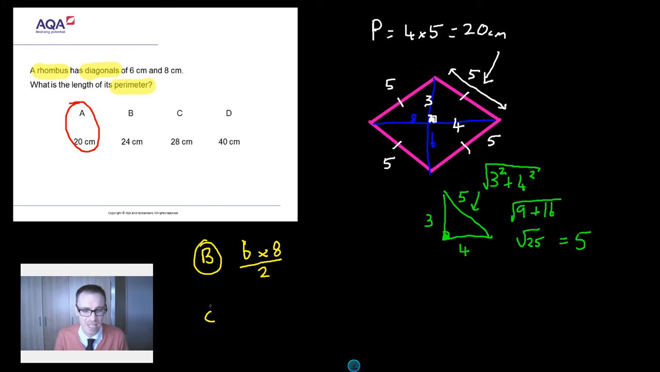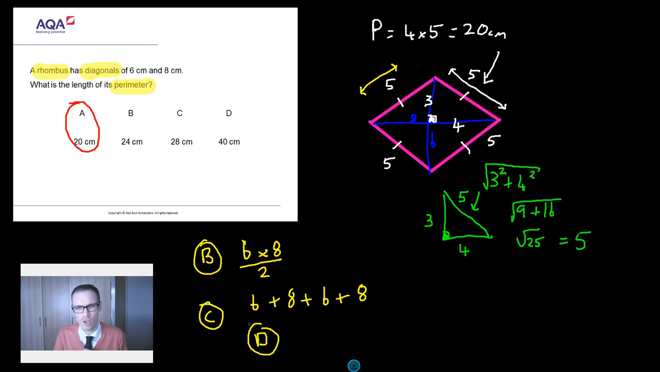What about C? Can you understand where 28 would come from? Well, 28 is a classic mistake, right? 28 is seeing the word perimeter and thinking, all right, okay, we've got 6 and 8. They're the diagonals. Maybe thinking, well, that stands for these diagonals here. And then just doing 6 plus 8 plus 6 plus 8, which is going to give you the 28 that you need.